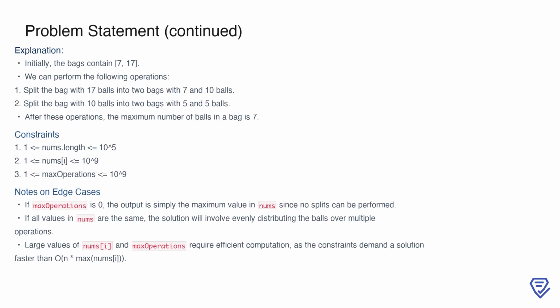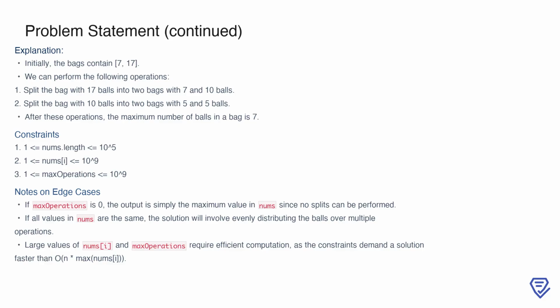Finally, let's look at one more example. If nums is [7, 17], and max operations is 2, the initial bags contain 7 and 17 balls. First, we split the bag with 17 balls into 2 bags, one with 7 balls and the other with 10 balls. That's our first operation. Next, we take the bag with 10 balls and split it into 2 bags, each containing 5 balls. After these 2 operations, the bags contain 7, 7, 5, and 5 balls. The largest number of balls in any bag is now 7, so the output is 7.